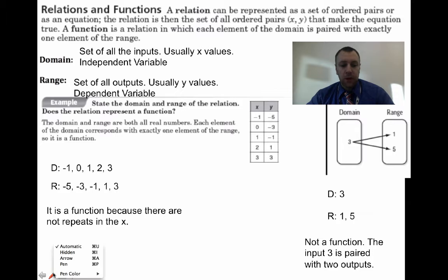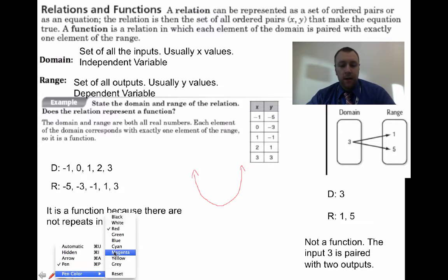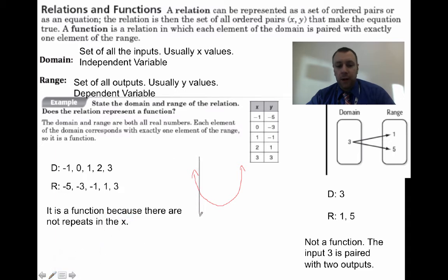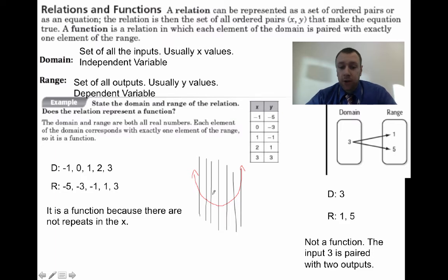Now, I can also do this on a graph. If a graph has a shape like this, like a parabola, and I draw vertical lines to check the x values, you'll see that these vertical lines only cross the graph once. So a graph can be said to be a function if vertical lines only cross once.